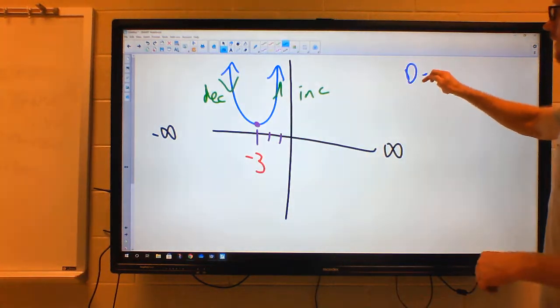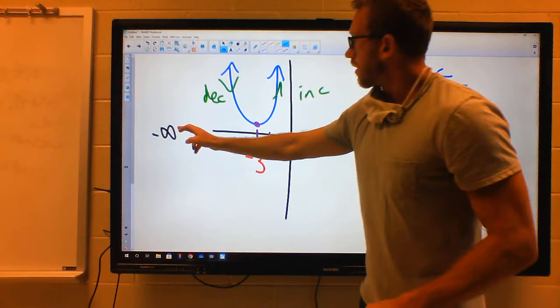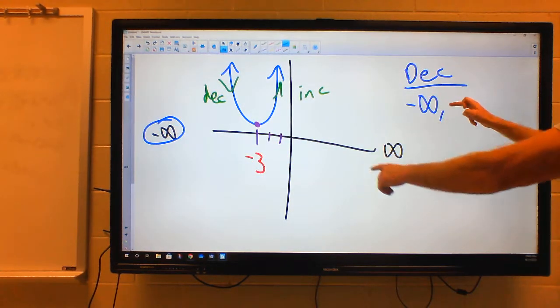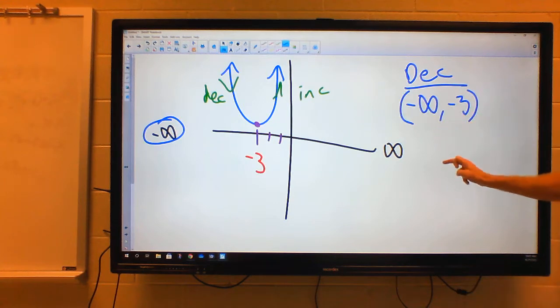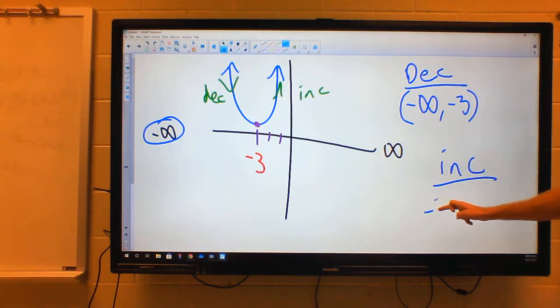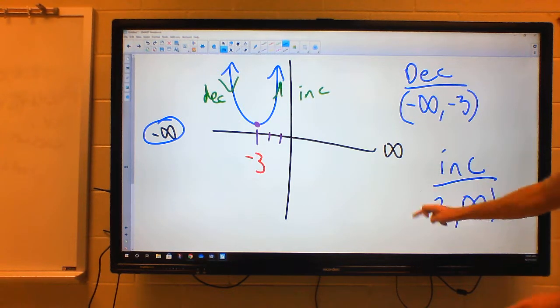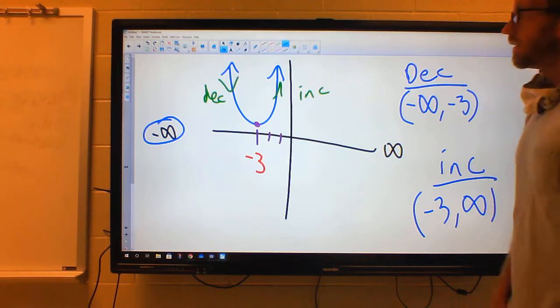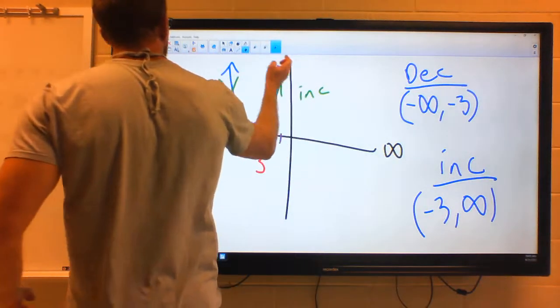We always ask ourselves as we go to the right. So our decreasing region starts over here at negative infinity, and it goes to -3. Our increasing region starts right here at -3, and it goes to infinity. So there we go. Hopefully this slide has helped.